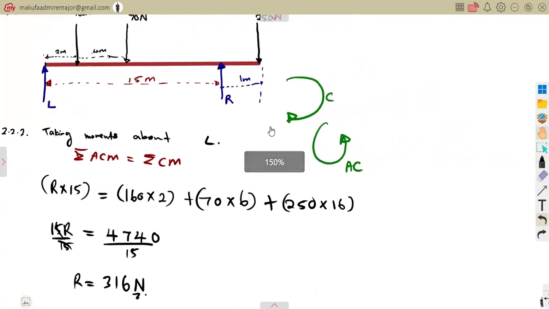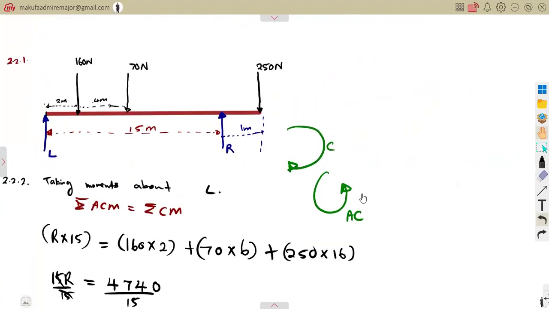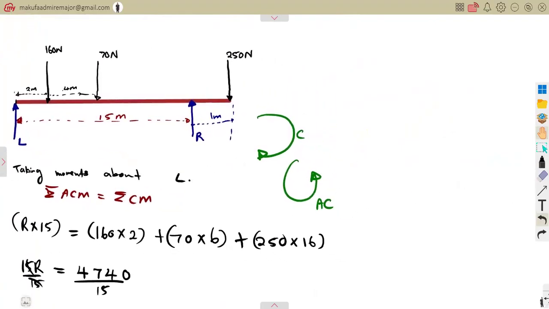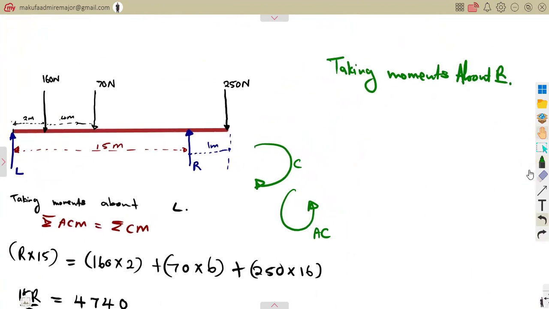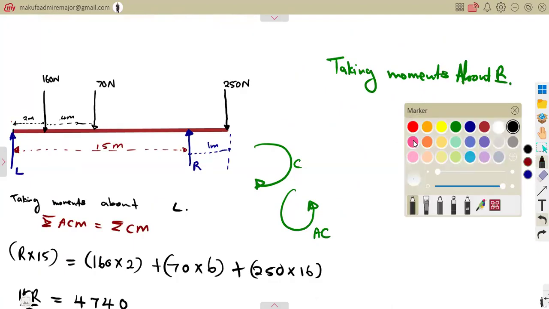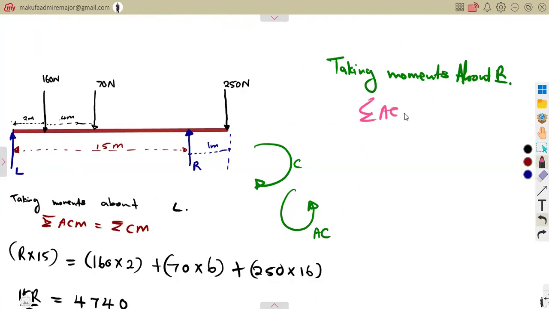As we are told that we are supposed to take these moments about each support, this time we are going to take our moments about R. Taking moments about R, let's see what's going to happen here. Still the measurements are not going to change, and still our formula is not going to change.